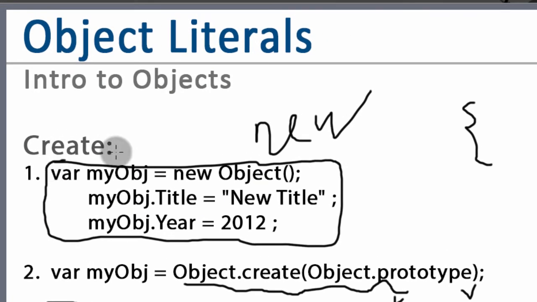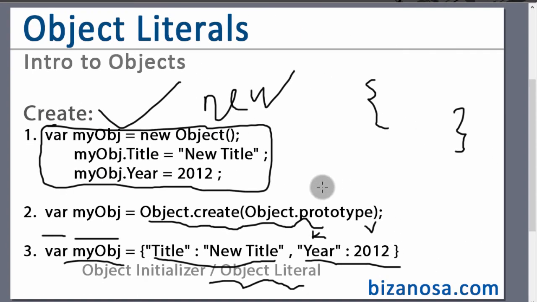So in this video, we've seen how you can create an object, and the one that we were mostly interested in was the object initializer, also called the object literal, and this is the one that we'll be continuing on with.